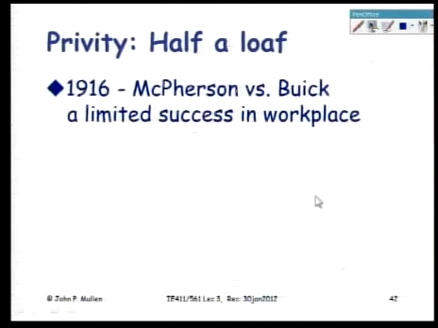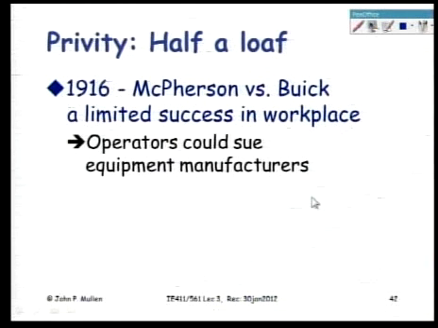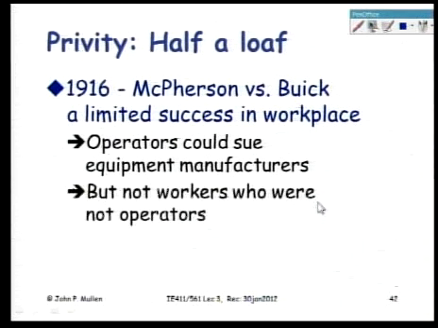So, half a loaf. McPherson versus Buick, limited success in the workplace. Operators could finally sue equipment manufacturers, but not workers who weren't operators. So if the press blew up and somebody from quality control was walking by and got injured, that guy couldn't sue because that guy wasn't operating the press.